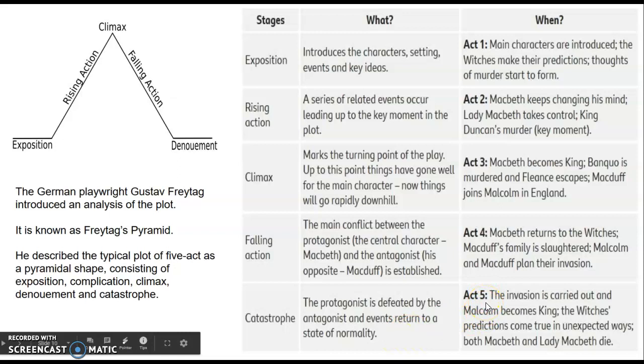In fact, Macbeth is not a real hero, but we consider him to be a tragic hero. The invasion is carried out and Malcolm becomes king. The witch's prediction comes true in Act 5 and the drama ends. So this is how German playwright Gustav Freytag analyzed the plot of a tragedy in particular.